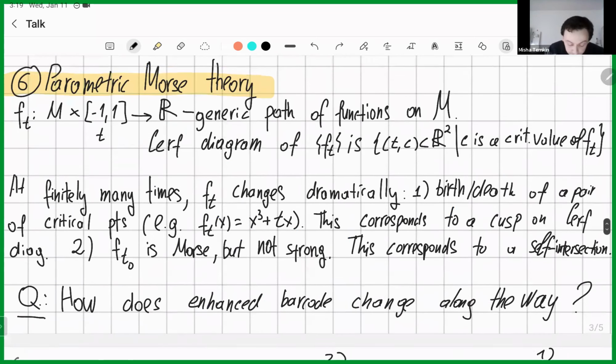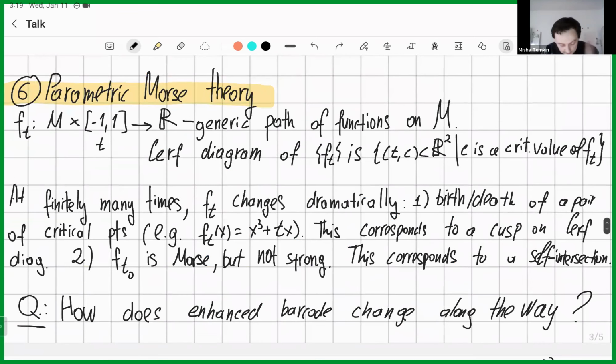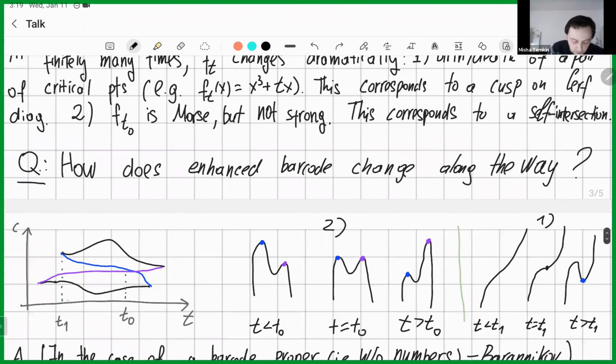Then at finitely many times, for a generic path, the function changes dramatically. And there are 2 types of such changes which are of interest to us. First, the birth or death of a pair of critical points. An example is f_t(x) on the real line, say f_t(x) = x^3 + tx. This corresponds to a cusp in the Cerf diagram.